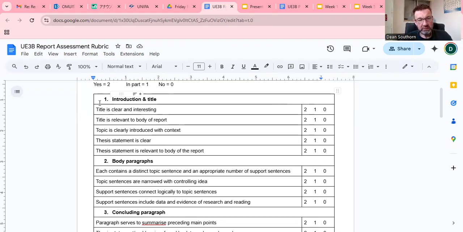Okay, so let's start with the introduction and title. Actually, the titles have been signed off, so we shouldn't have any problems with the first one. The title is clear and interesting. I've approved them, so really we should get two, unless you've changed the title, which was a bit risky. But some people do. But if it's clear and interesting, often I find students try to use too many words in the title. I usually reduce the number of words. So if you have changed your title, just make sure it's concise.